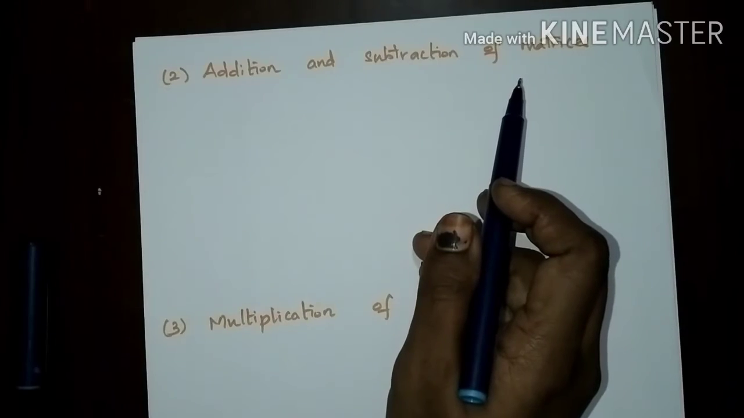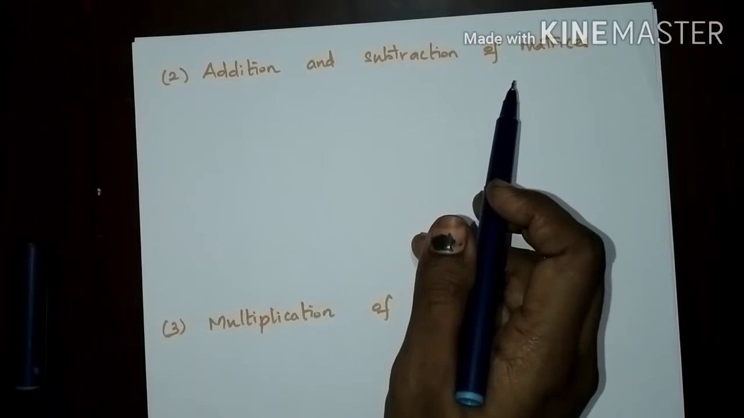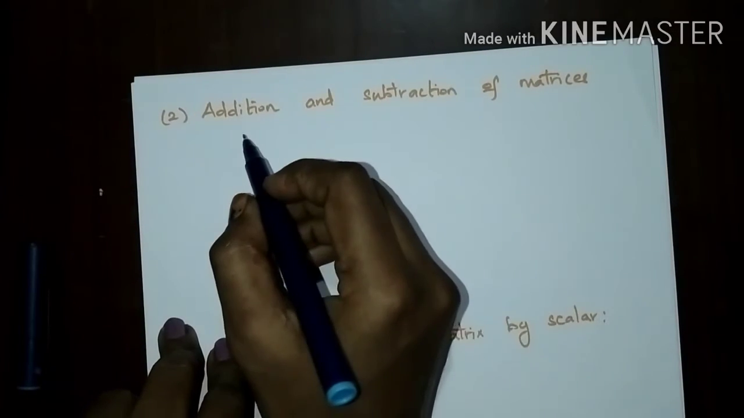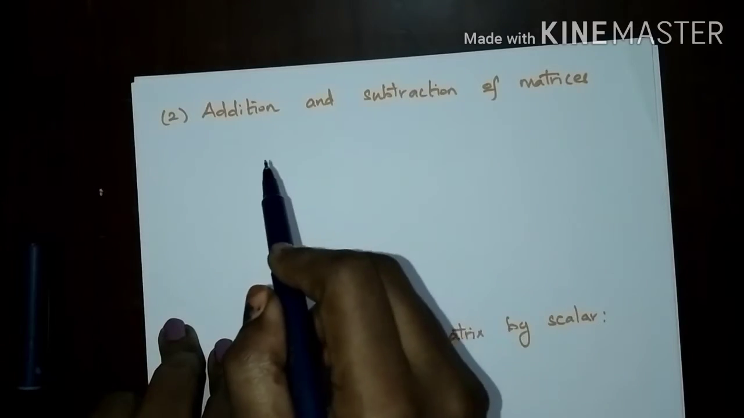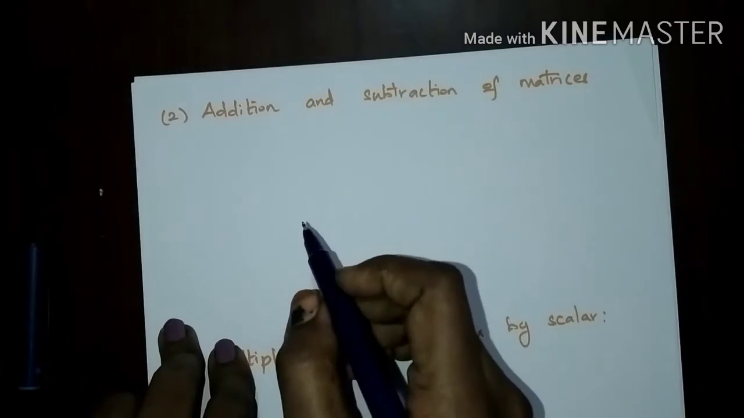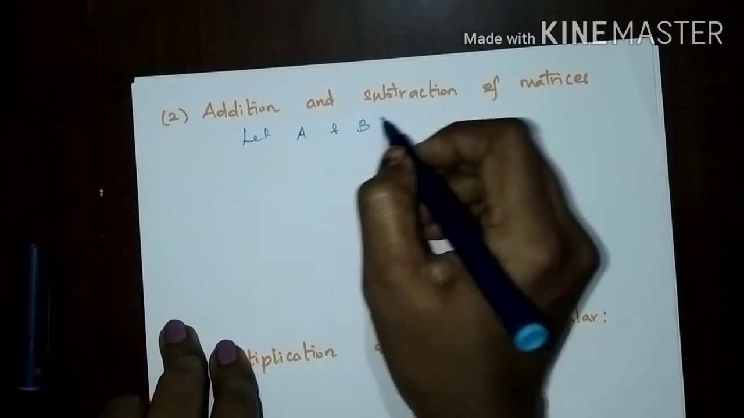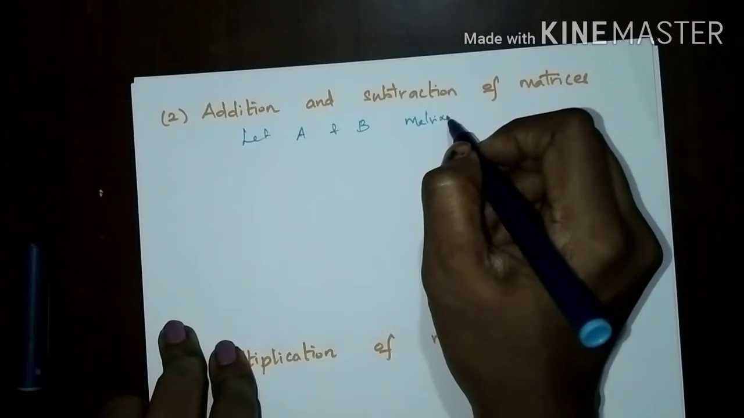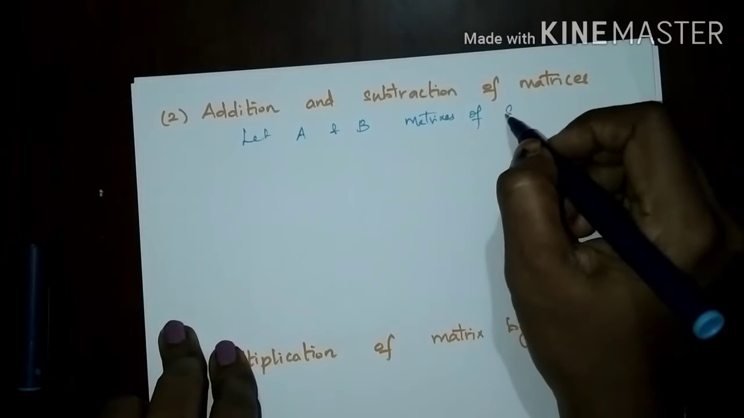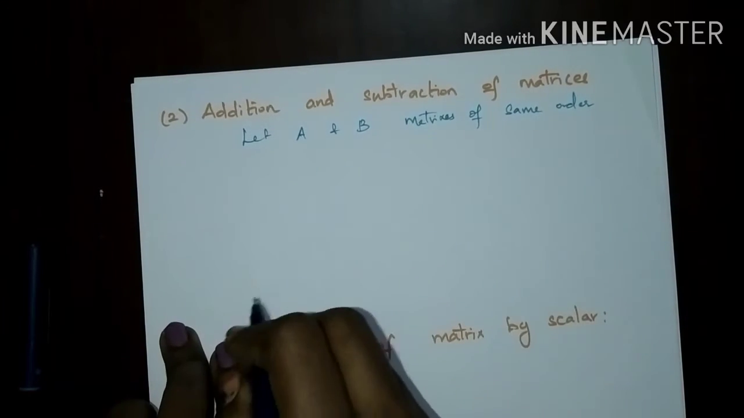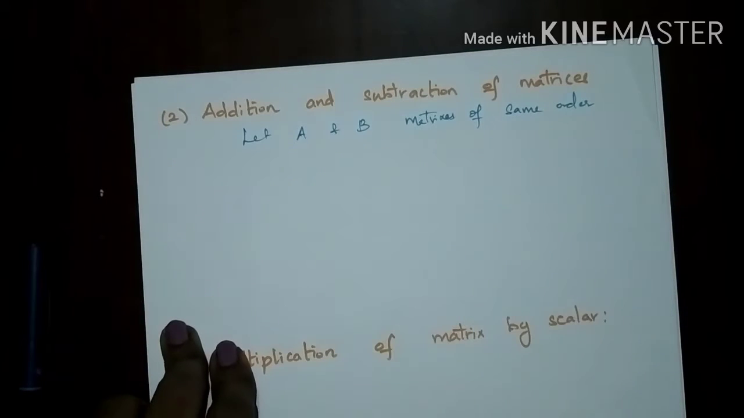Second operation is addition and subtraction of matrices. For addition, the main condition is the adding matrices must be of same order. That is considered, let A and B are matrices of same order. Then only addition as well as subtractions are possible.